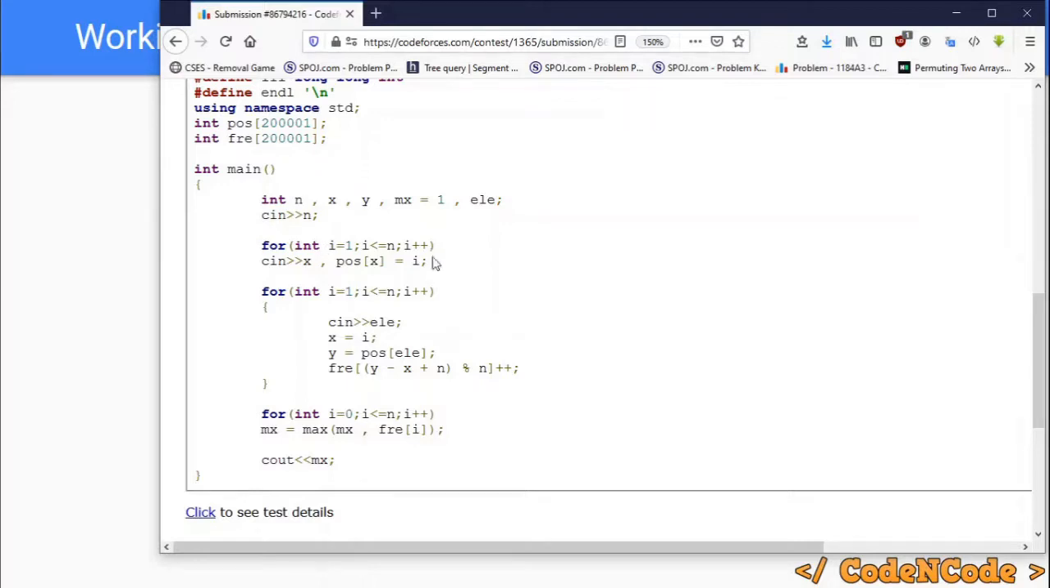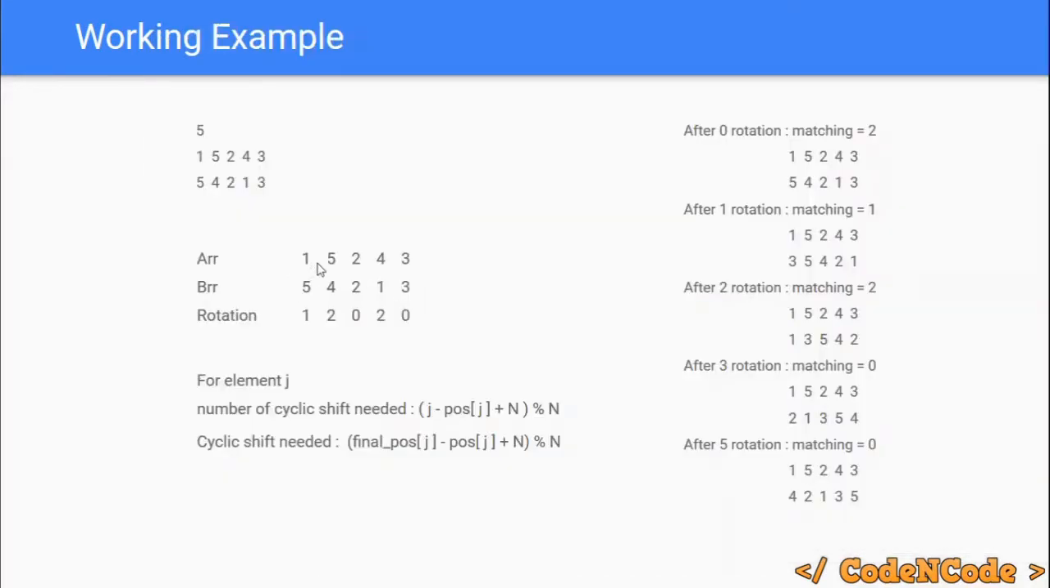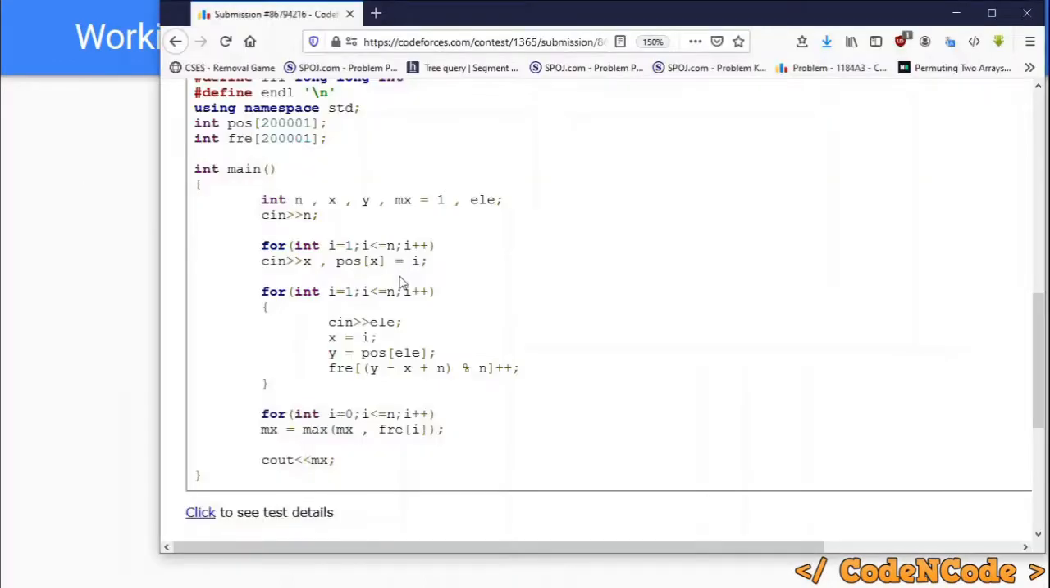So we are reading n elements, each time we are reading x, and position of x is equal to i. So when the input is 1, position of 1 is 1, final position of 5 is 2, final position of 2 is 3, final position of 4 is 4, and final position of 3 is 5, right? So this is basically storing the final position of each element.